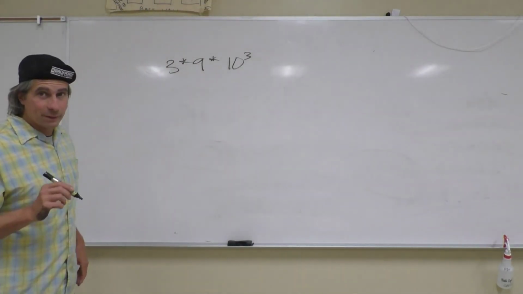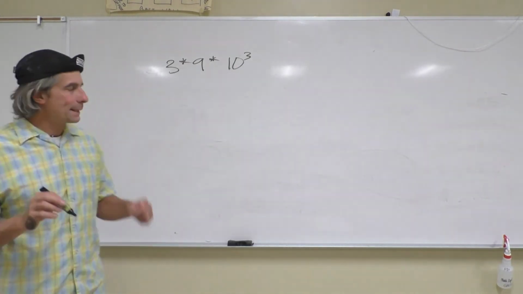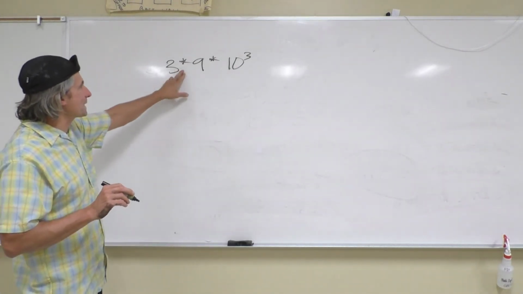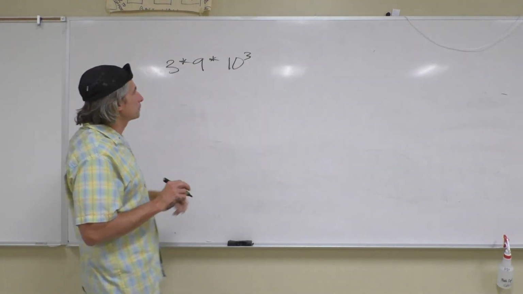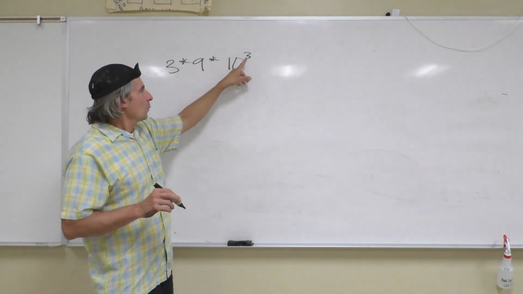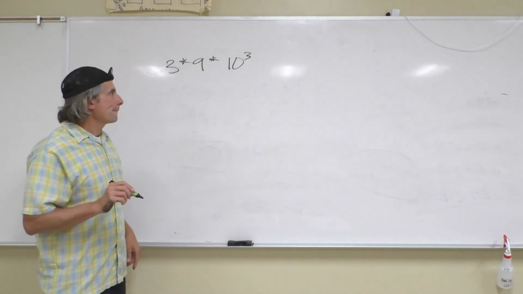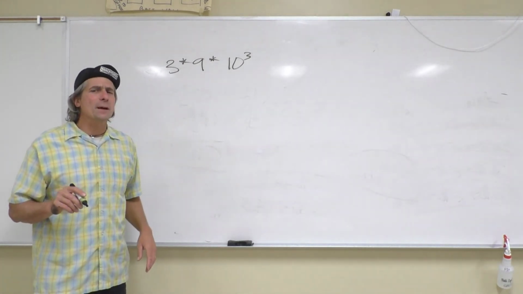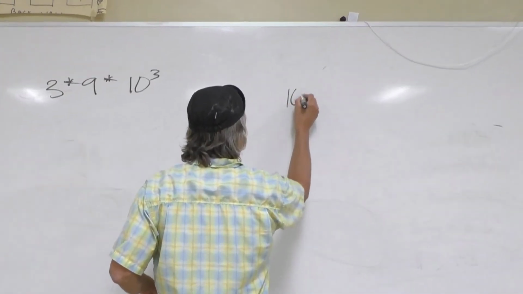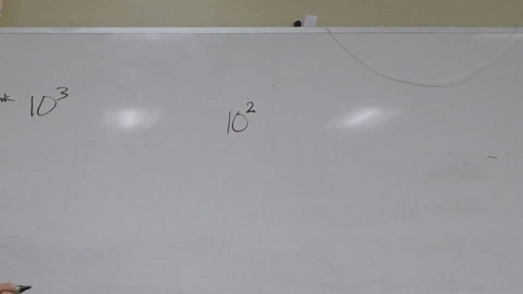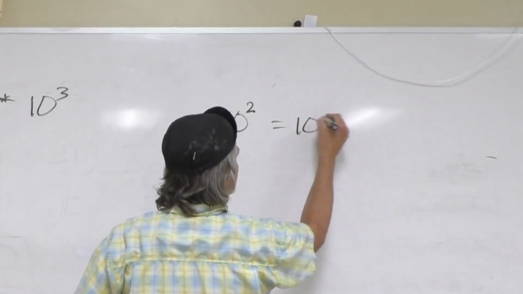Okay, now this one, believe it or not, you've already done before, but you don't realize it yet. 3 times 9 times 10 cubed. What does that mean? 10 cubed. You might not recognize that one. That's okay. Here's one you might recognize. 10 squared. I think squared gets used more than cubed in our world. So 10 squared just means 10 times 10.